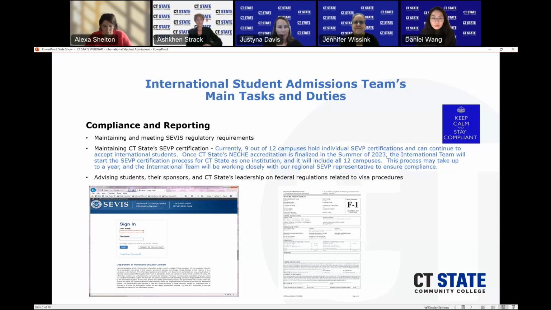At the moment, 9 out of the 12 community colleges hold individual SEVP certifications and can continue to accept international students. But once our NECHE accreditation is completed, we will start SEVP certification for Connecticut State as one institution, and it will include all 12 campuses. This process may take up to a year, but we, the international team, will be working closely with the regional SEVP reps to ensure compliance.